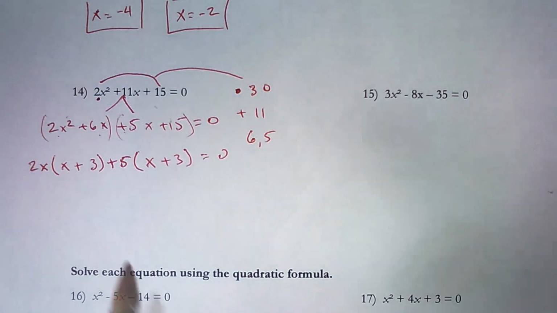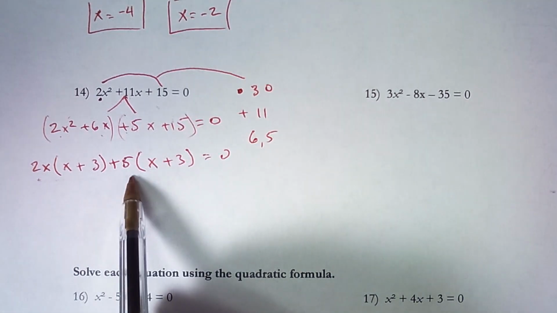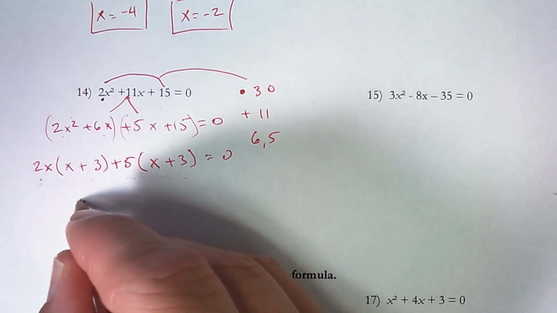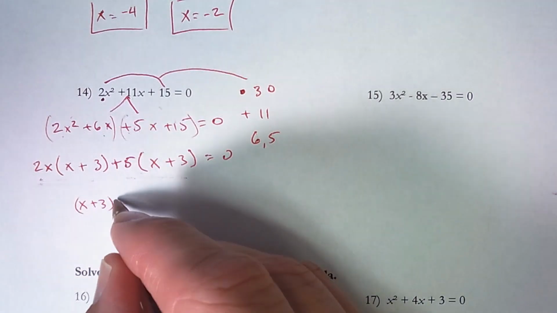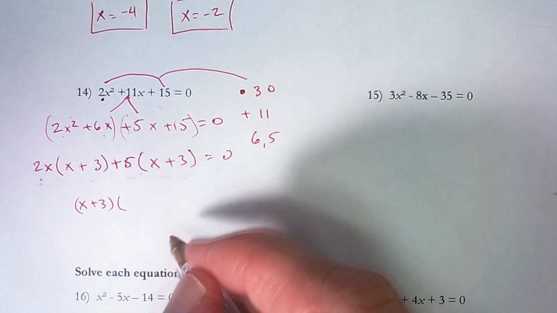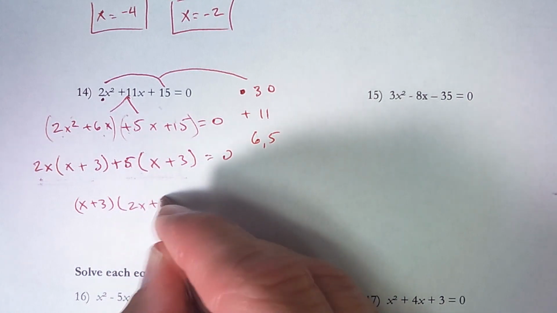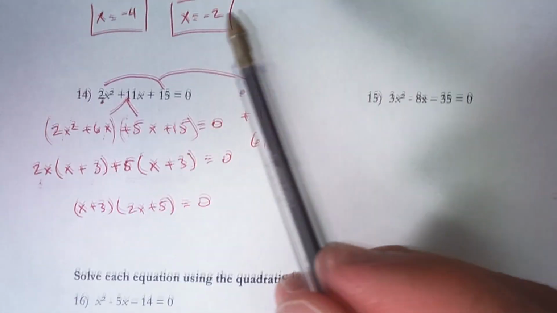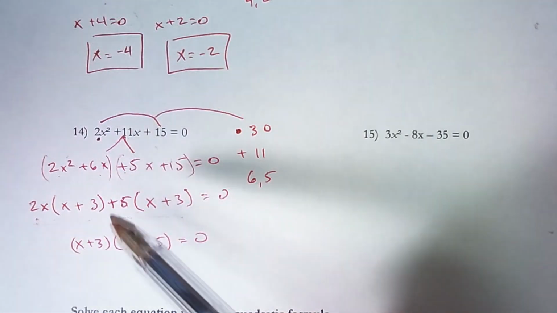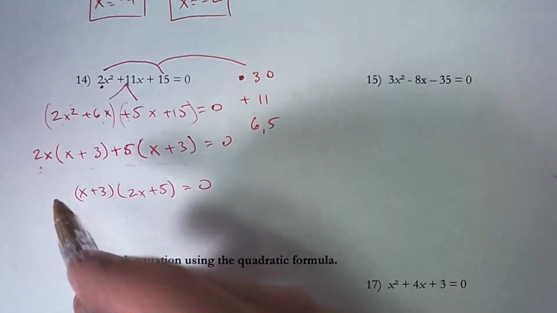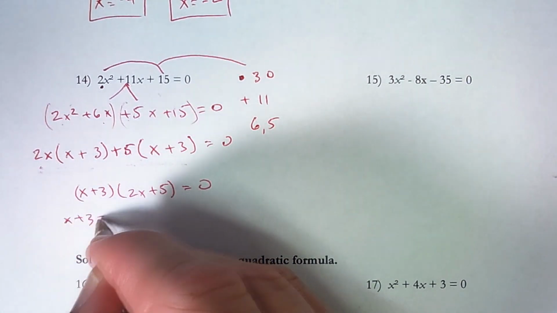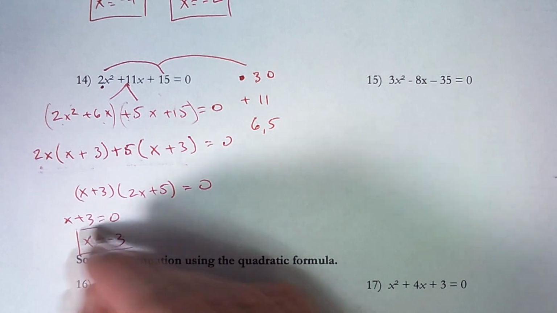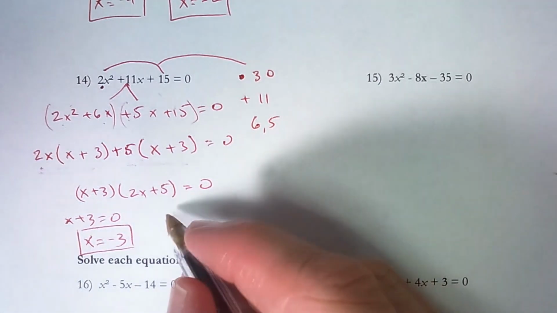Now I can factor the greatest common factor out of these two terms, and that is x plus 3. So my factored form is x plus 3 times 2x plus 5. Now I can set each factor, not term, equal to 0 just like I did up here. So we get x plus 3 equals 0, and when I subtract 3, I get x equals negative 3. So there's one of my solutions.